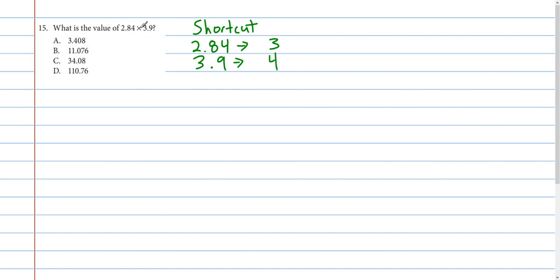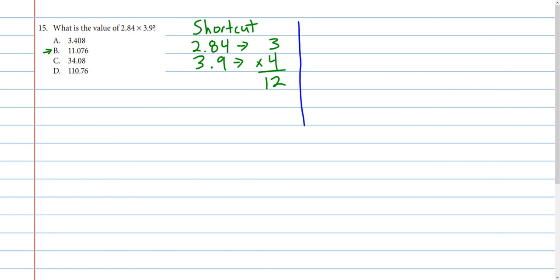And here I'm multiplying, so let's multiply those two. 3 times 4, I would get 12. So the answer should be approximately 12. If I look at the answer choices, the only one that's about 12 is B. It's 11 with a little bit extra, which is about 12. So that should be our answer, and it is.